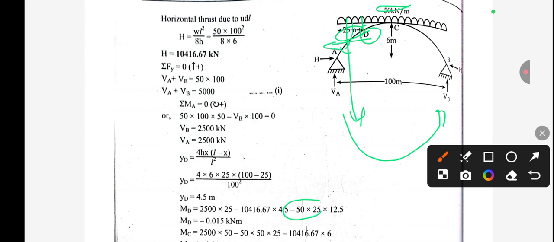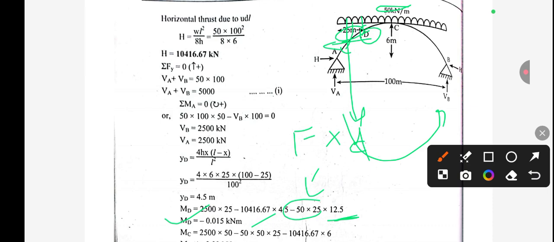So we have to multiply force into distance. The distance will be half of this 25, which means 12.5. Finally we get the value of moment, that is minus 0.015 kilonewton meter.